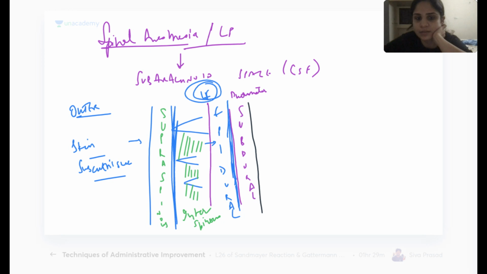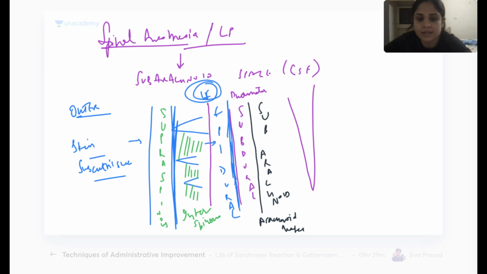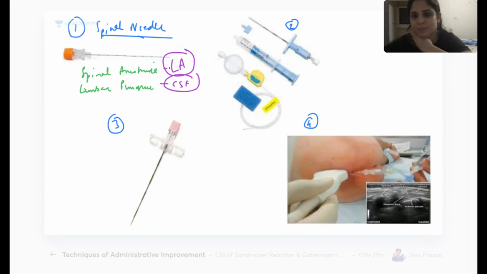What is this layer? The black layer over here, this is my arachnoid mater. And this space just beyond the arachnoid mater is my subarachnoid space. This is where I will give my spinal anesthesia, my lumbar puncture, all of that. This is my spinal cord, and the pia mater is attached to it closely. So this is how I will answer the question. These are all the layers that we traverse to give spinal anesthesia.